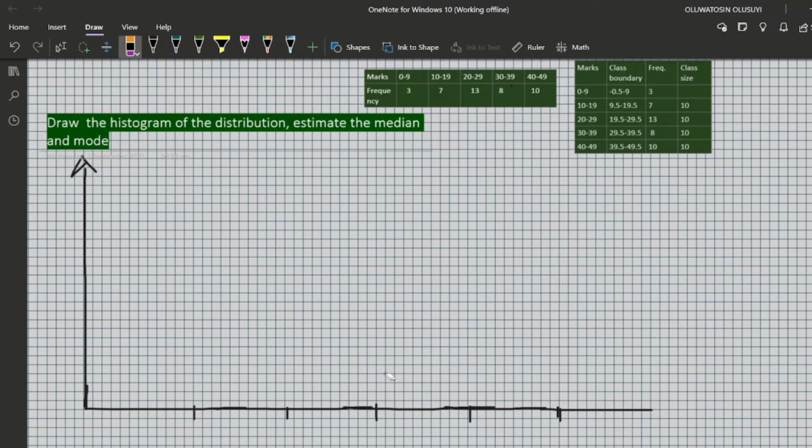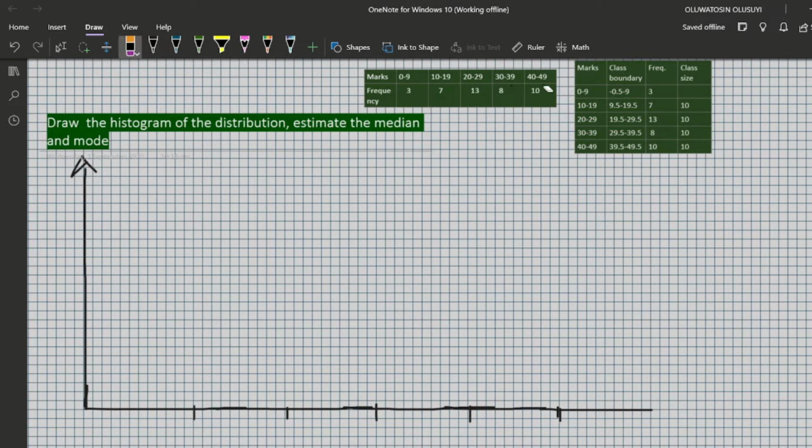Today, as you can see from here, we're considering the construction of our histogram, a representation of our data. Of course, this data is grouped data. We represent it on a histogram, and from that histogram we determine the median and the mode. Now we have been given these two things: the class marks and the frequency.